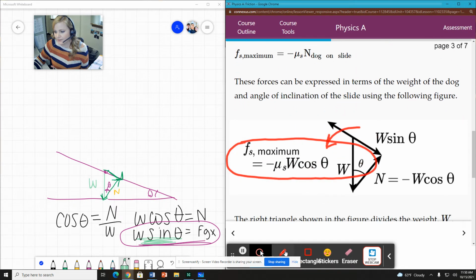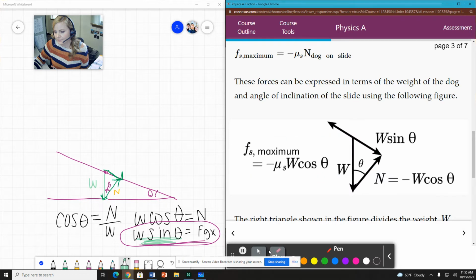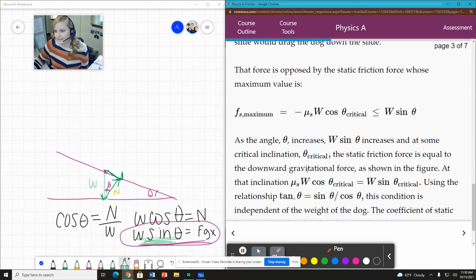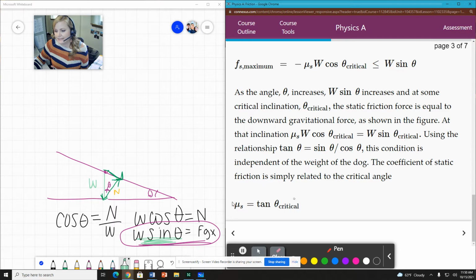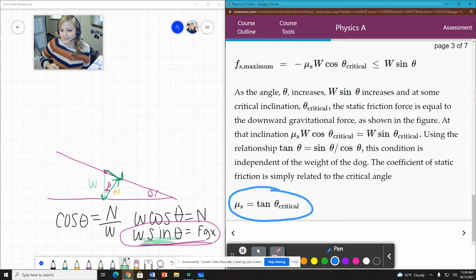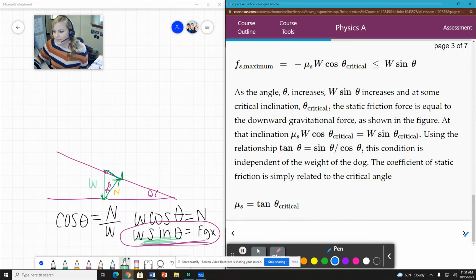So as we go down here, that's kind of walking you through that stuff. We can see that we end up with this equation, which relates the coefficient of static friction to the angle. So they're going to walk you through a little bit of the math that the tangent of the angle is equal to sine of the angle divided by cosine of the angle. That's just a little trigonometry. And so we know that the coefficient of friction is going to be equal to the tangent of the critical angle. That's important.